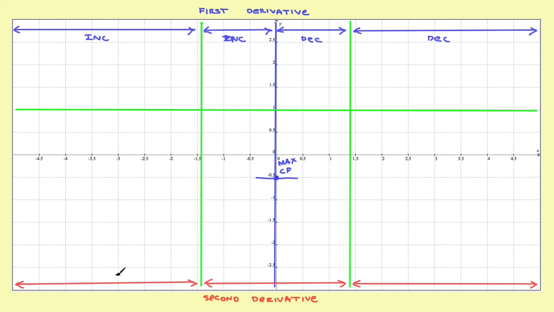So now the question is, in each of these intervals, is it concave up or concave down? You've got 3 intervals. Let's go back and take a look at that. So back to the sheet.